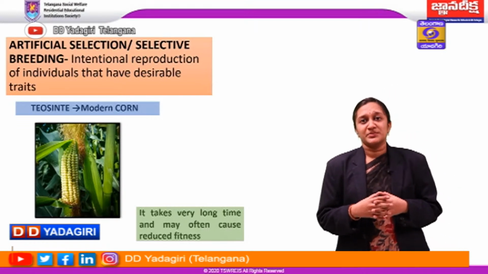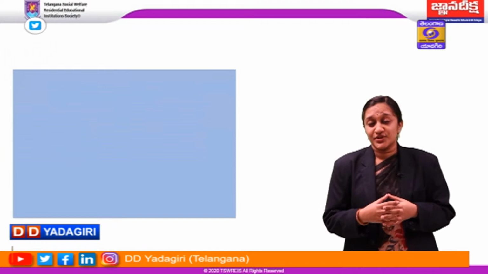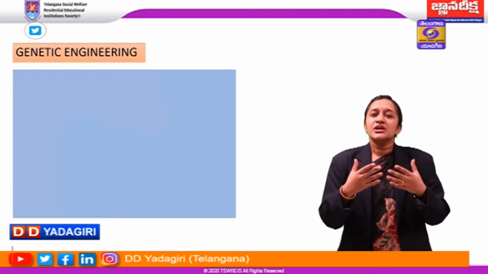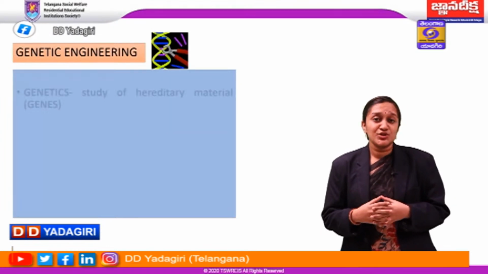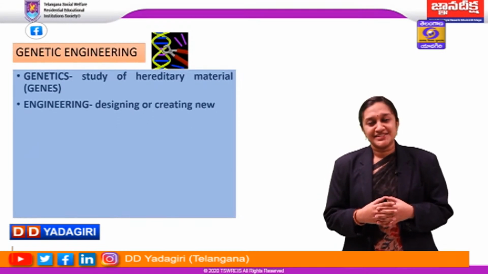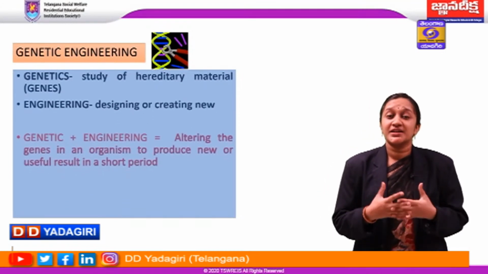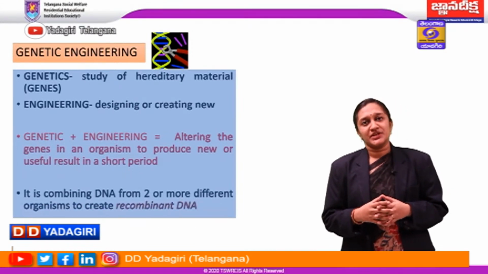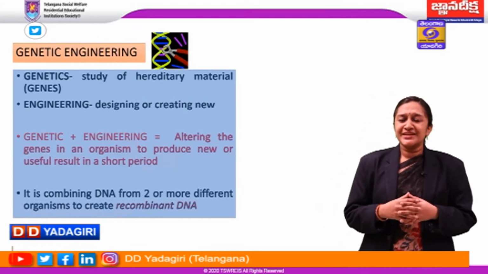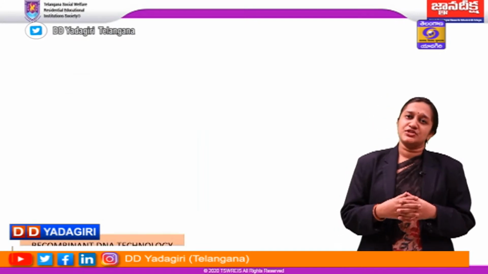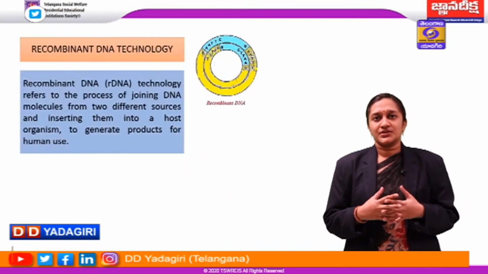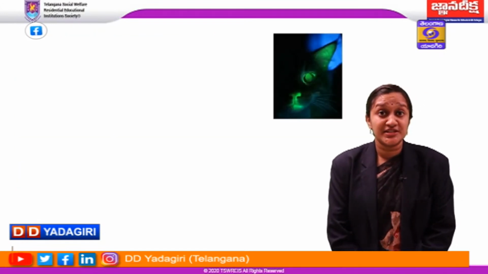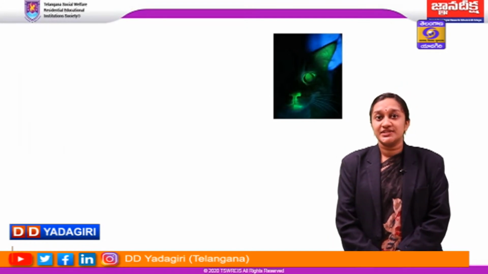Thus, to solve this problem, scientists have developed modern technologies to create recombinant DNA. This allows us to produce new or desirable phenotypes in a very short period of time. Genetic engineering is the technology used to make a recombinant DNA by combining two or more different sequences obtained from different organisms. Recombinant DNA technology is a way of pursuing the genetic engineering in order to generate products for human use. Did you know that the first recombinant DNA was generated by Paul Berg, Boyer and Cohen in 1973?